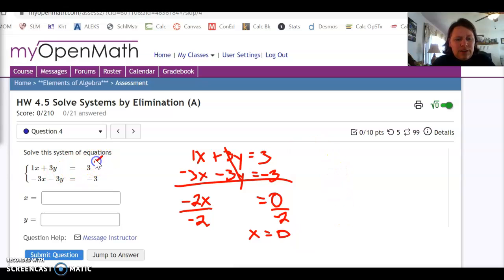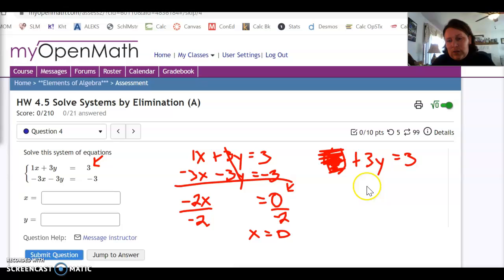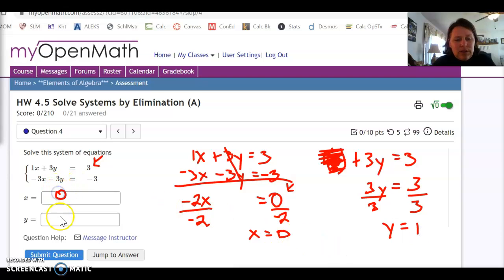Now I'm going to take my first equation, plug in that x value that we just found. So 1 times 0 plus 3y equals 3. Now 1 times 0, that's 0. We can use that 0 if we have to keep it there, but it's nothing. So we can also cancel it out. So we end up with 3y equals 3. Divide both sides by 3, and we get y equals 1. So we end up with x equals 0, y equals 1, and we are done with number 4.